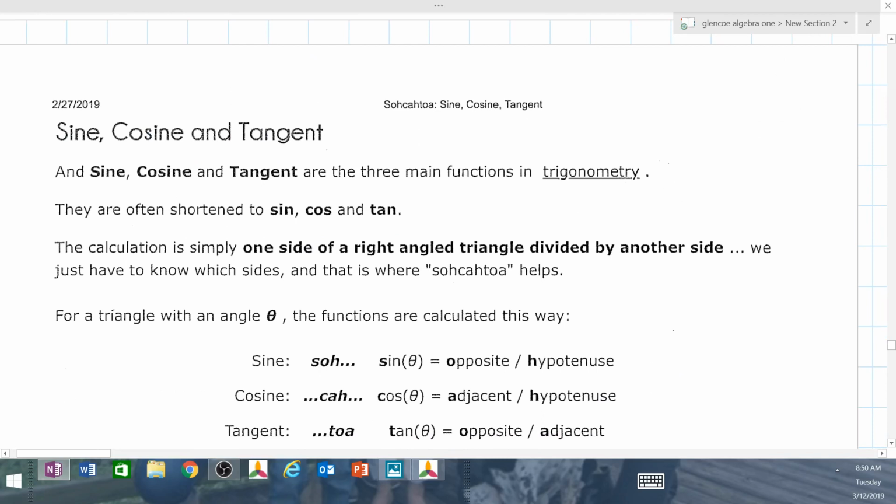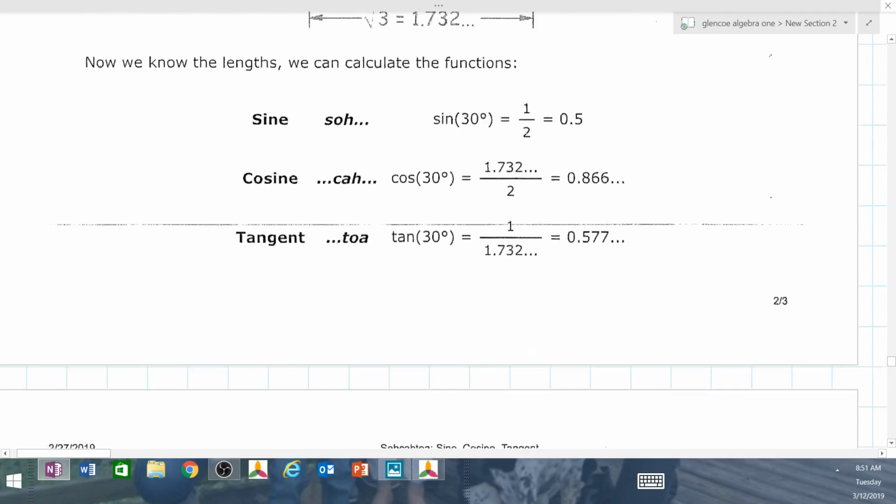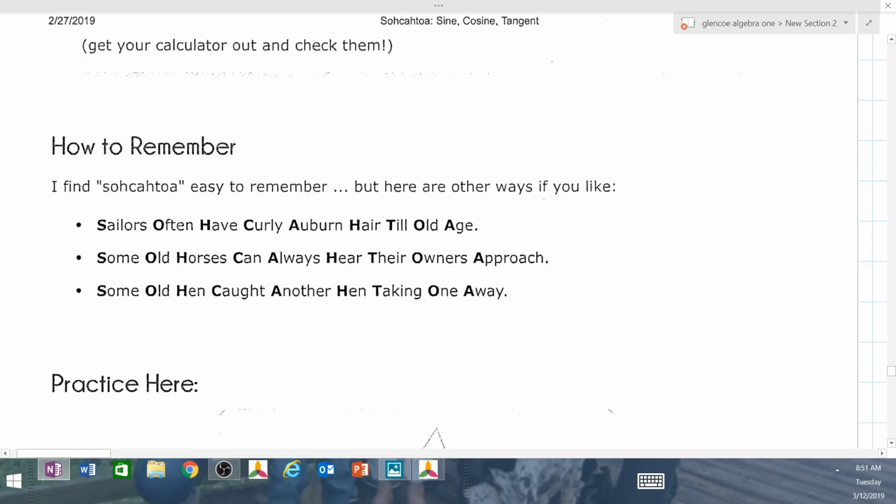Again, the sine, cosine, and tangent are the 3 main functions in trigonometry. They are often shortened to sin, cos, and tan. The calculation is simply one side of a right angle triangle divided by another. We just have to know which sides, and that's why SOHCAHTOA is so very, very helpful. All right, let me just take us to our homework.